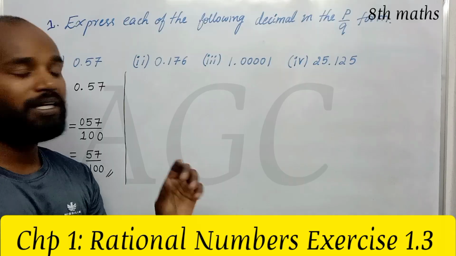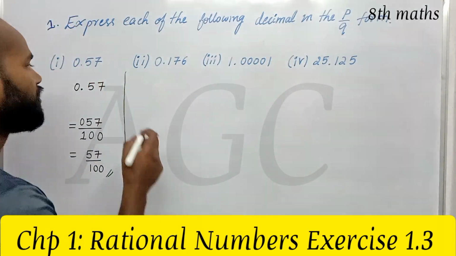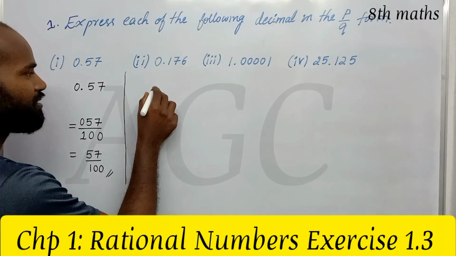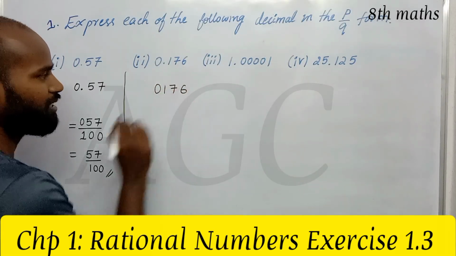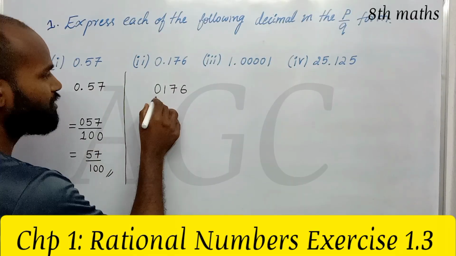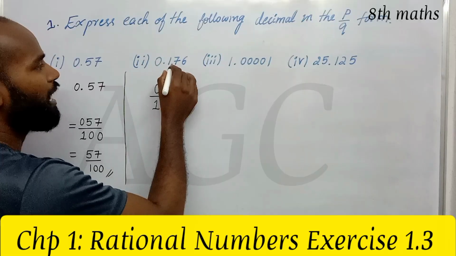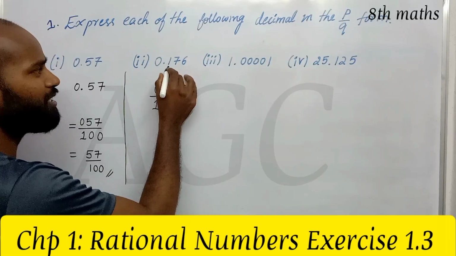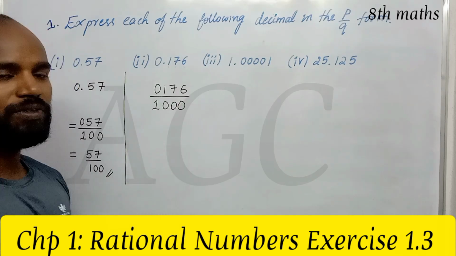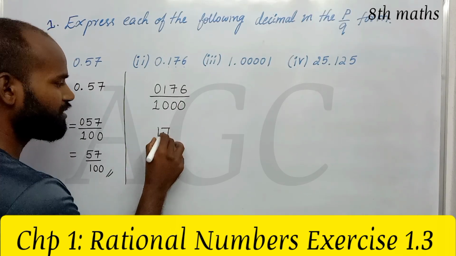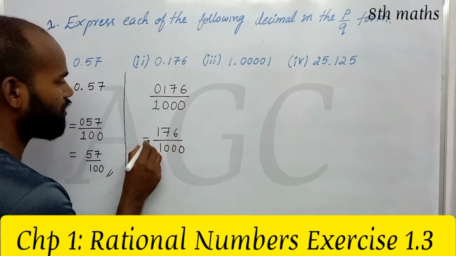What is the next question? That is 0.176. So I am writing it as it is, 0.176. My next step: 1, and after the decimal point how many digits? 1, 2, 3. Place 3 zeros here. It's over. Your answer is 176 by 1000. That's all.